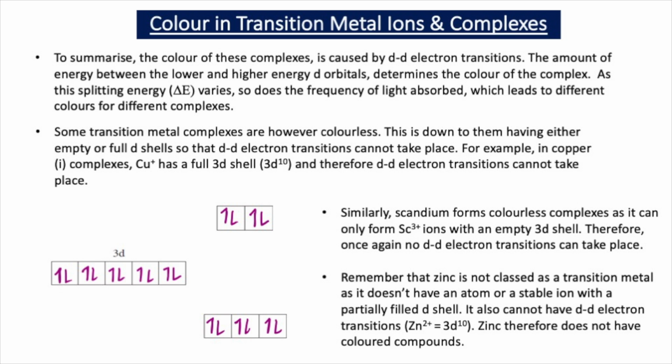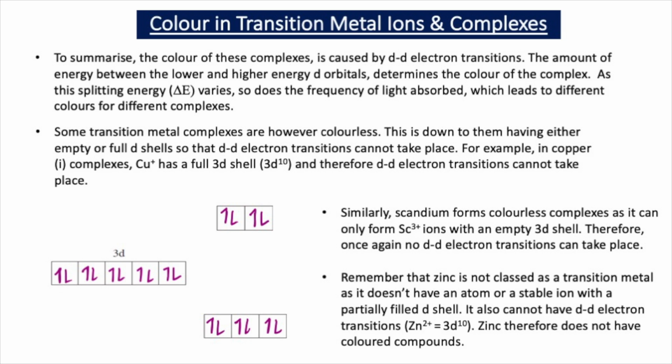So to summarise, the colour of these complexes is caused by d-d electron transitions, and the amount of energy between the lower and higher energy d orbitals determines the colour of the complex, as it's this split in energy, delta E, which varies. So does the frequency of light absorbed, which leads to different colours for different complexes.